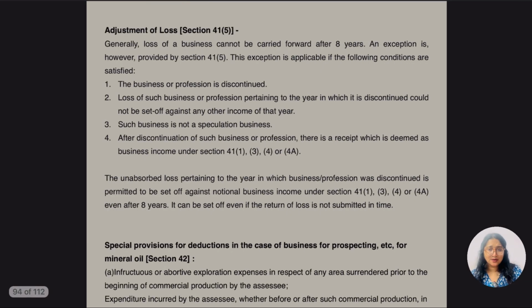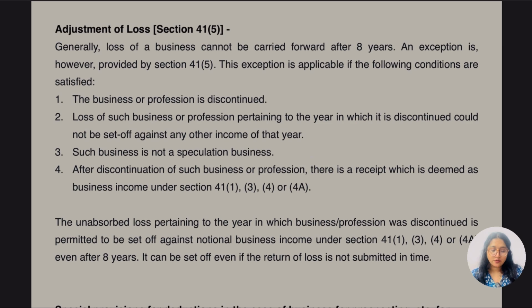Okay, hope this part was also clear, guys. Let's go for the adjustment of losses under Section 41 subsection 5. We are reading the same part, just the section, subsection and clause are different. The section is the same here.